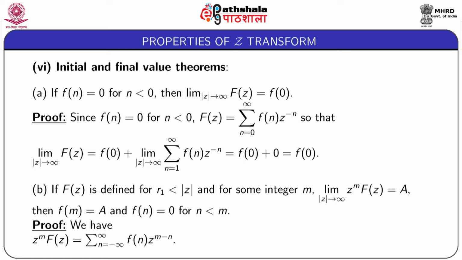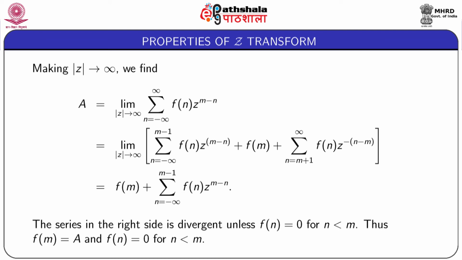Next is part B. If capital F(z) is defined for r1 less than mod z, and for some integer m, limit mod z tends to infinity z to the power m capital F(z) equal to A, then small f(m) equal to A and small f(n) equal to 0 for n less than m. For proof, we have z to the power m F(z) equal to summation n equal to minus infinity to plus infinity f(n) z to the power m minus n. This is written according to the definition of Z transform.